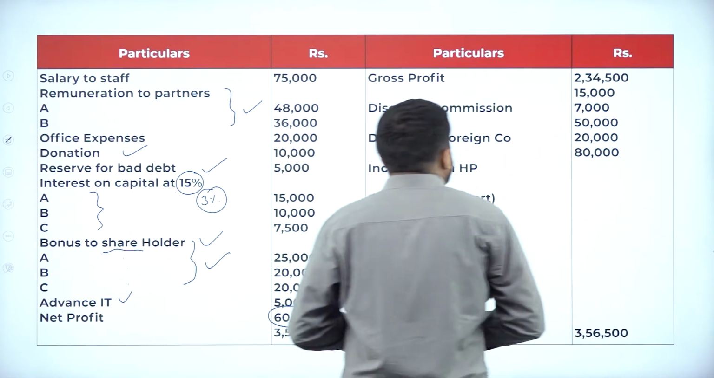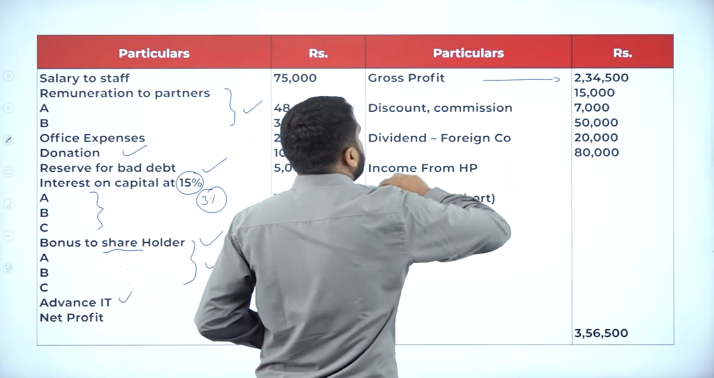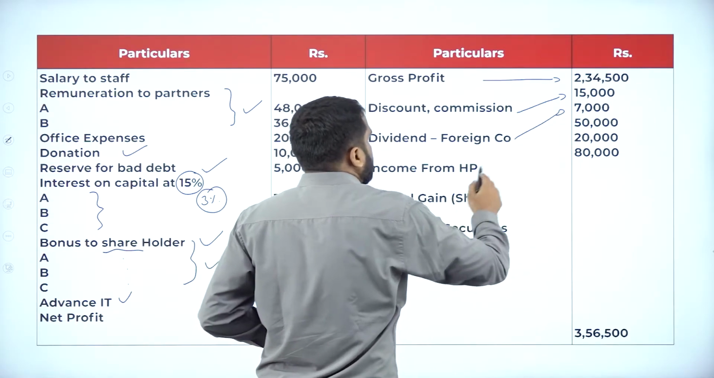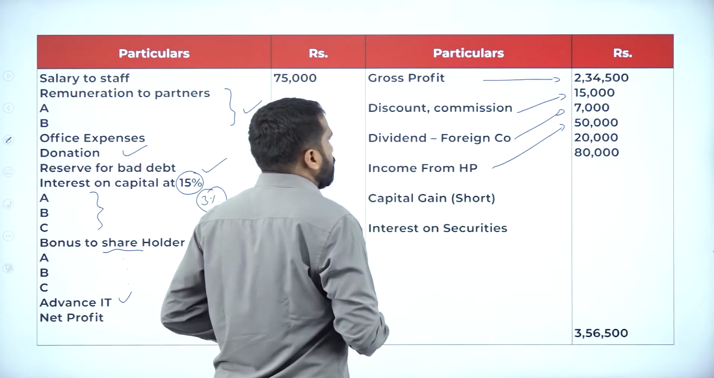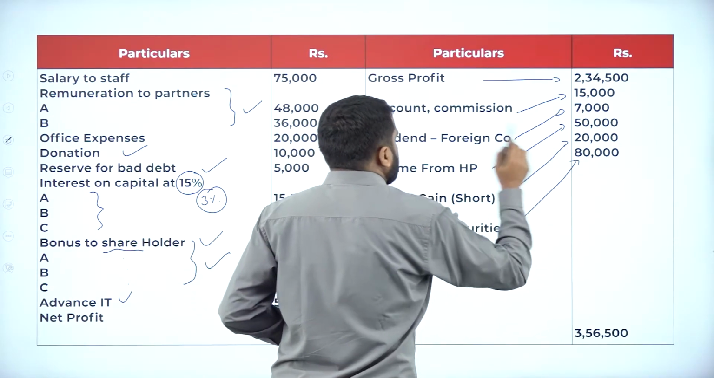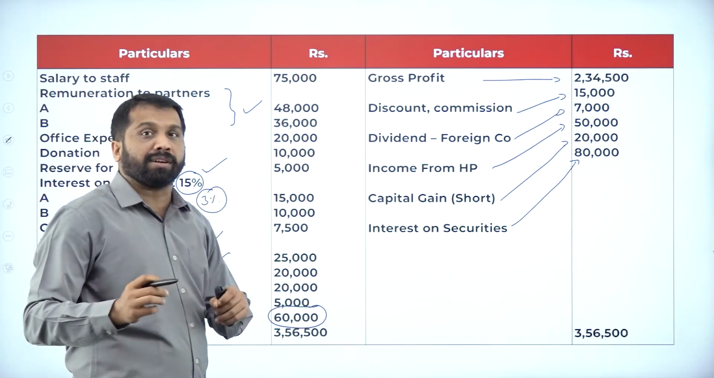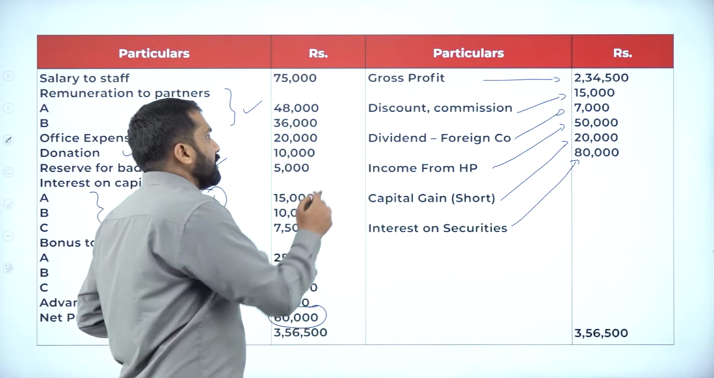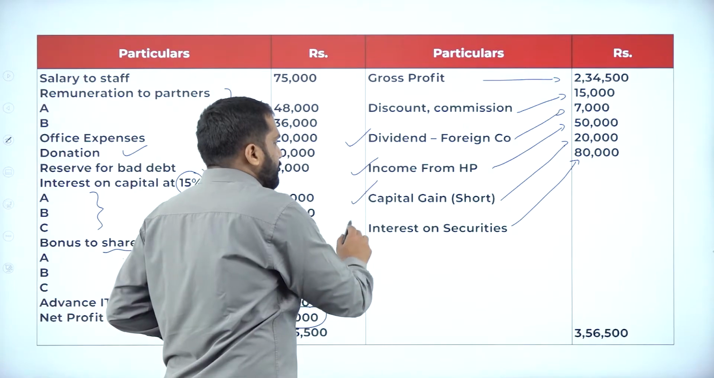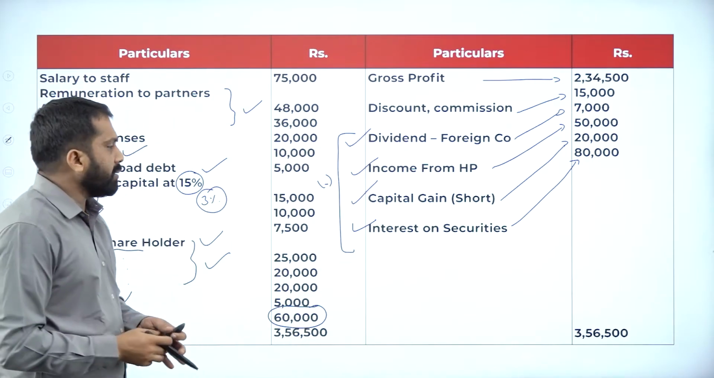Now, this side, what we are supposed to minus, like your gross profit, 2,34,000, discount and commission, dividend on foreign. So this one is income from house property and this one capital gain, interest on security. Now, as I told you, gross profit will not come. Discount and commission is part of your salary. Dividend, income from house property, capital gain, interest. These are the things you are supposed to minus. See, I have given you all this.